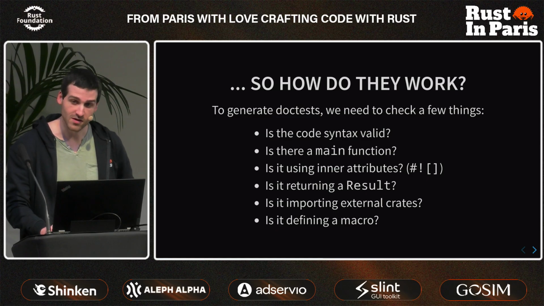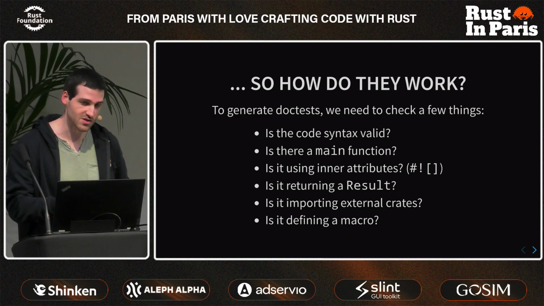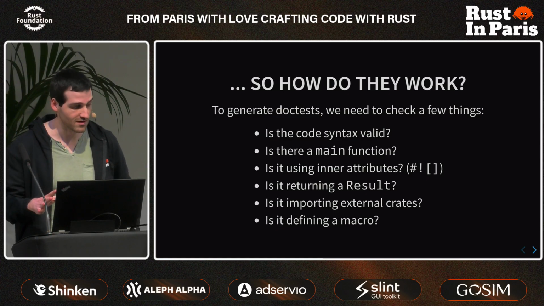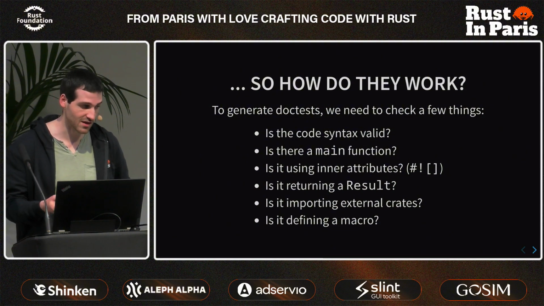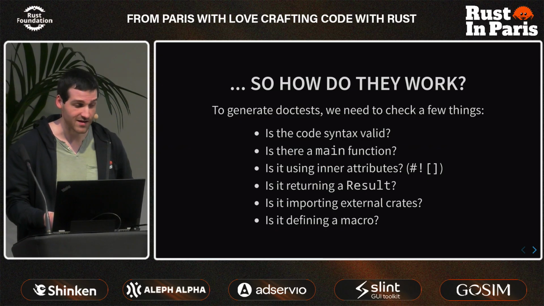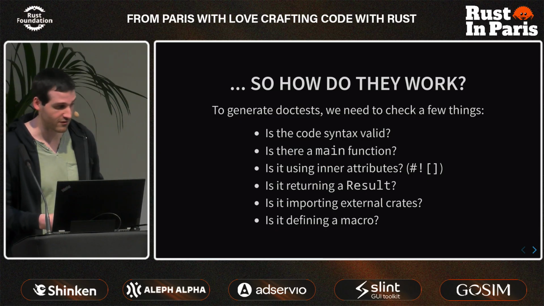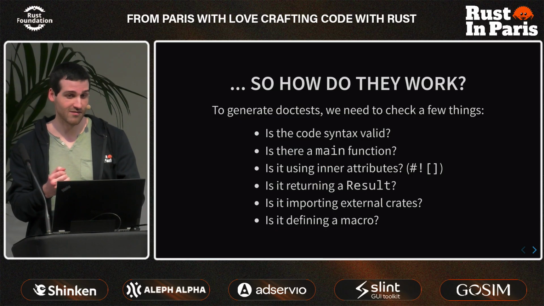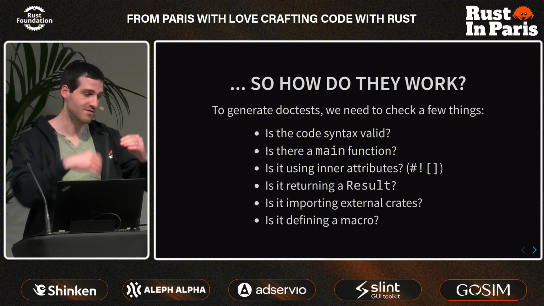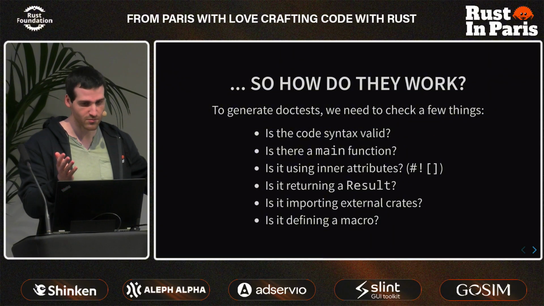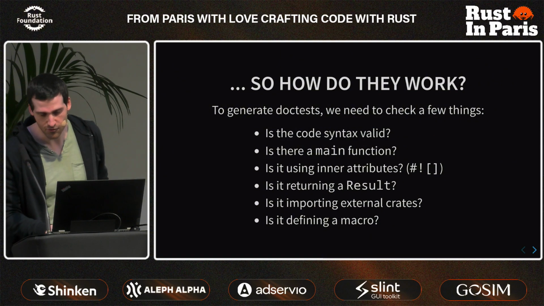Is there a main function? Because we need to wrap them because we generate a main function. So when you run it and compile it and everything, you have somewhere to start. And for that, we need to check if your main function is somewhere. And when I mean somewhere, I mean literally anywhere. So if you have a main function inside a module inside a function inside an implementation, some people do stuff. Yeah, we have to take it into account.